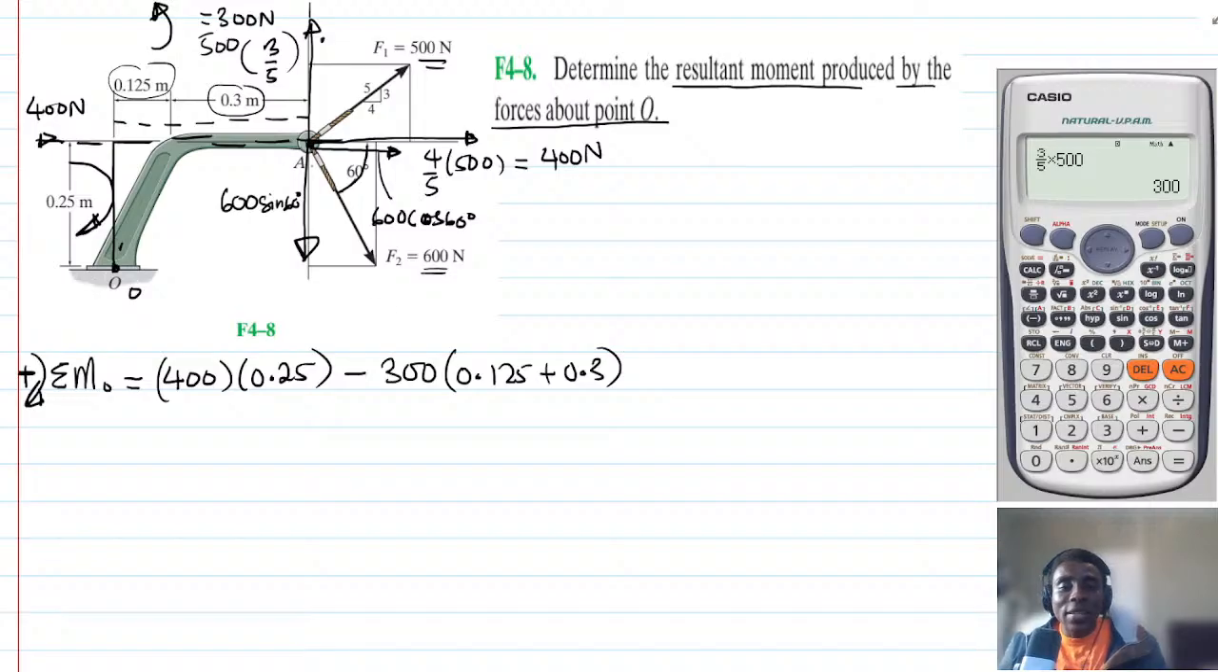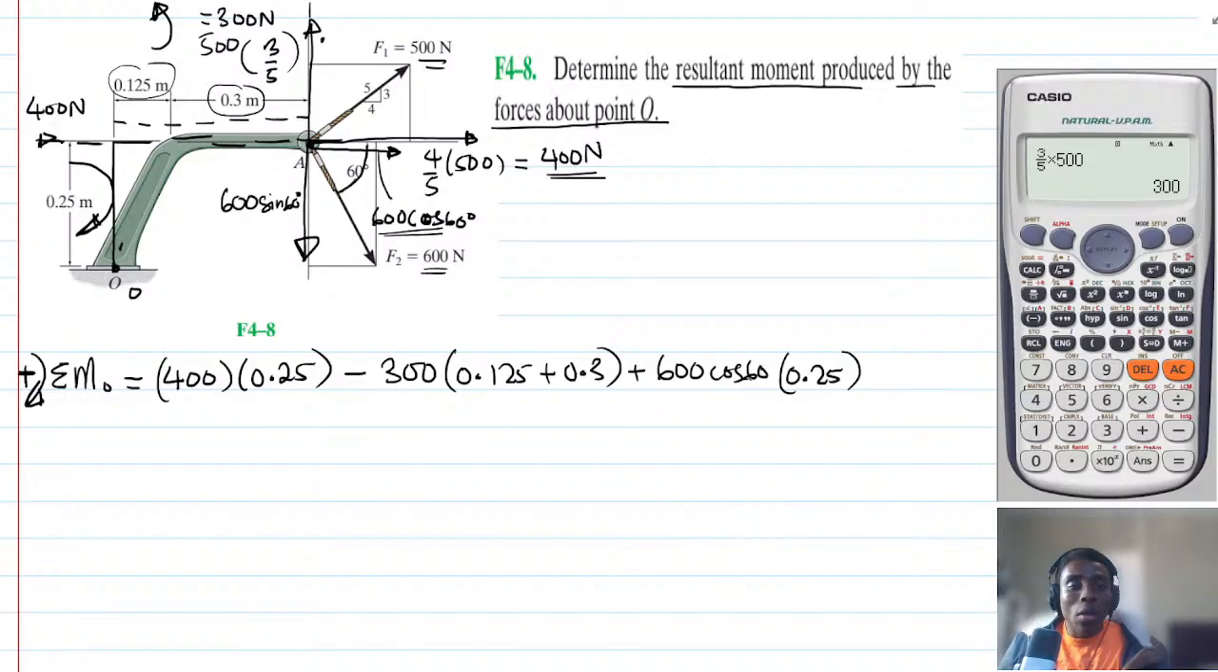So we are done with the 500 Newton force. Let's look at the 600 Newton force. The X component of the 600 Newton force is 600 cosine 60, and it is passing through the same line as 400. So we are not going to spend much time there. It's basically going to be the same thing. So 600 cosine 60, then we multiply it by the distance, which is just 0.25.